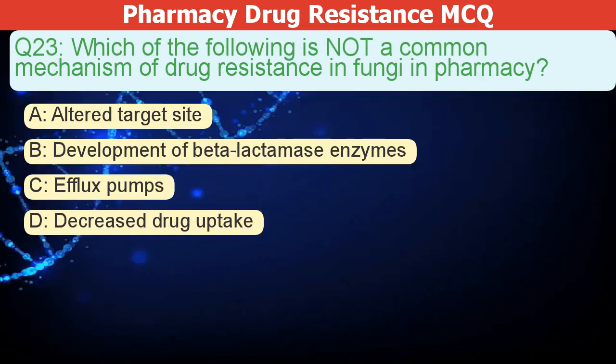Which of the following is not a common mechanism of drug resistance in fungi? A. Altered target site. B. Development of beta-lactamase enzymes. C. Efflux pumps. D. Decreased drug uptake.